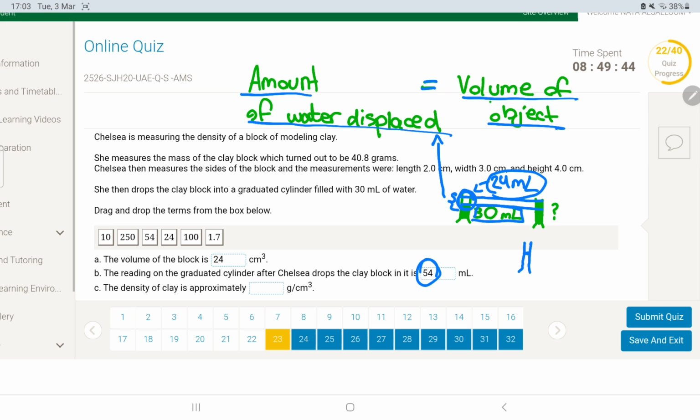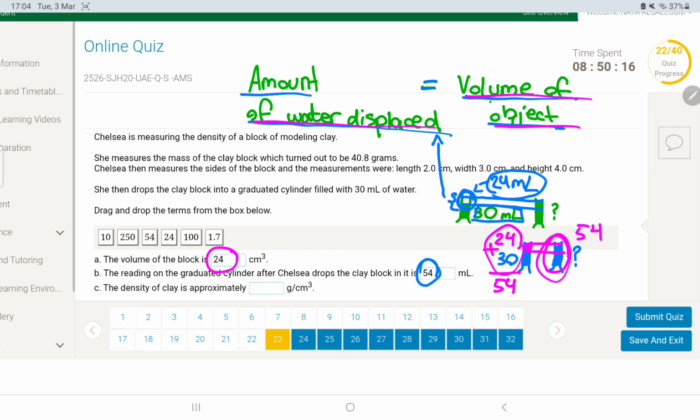Here, once again, it's 30. And now here, it's unknown. So what did you do? How much water went up? 24, because the amount of water displaced is equal to the volume of the object, which we already found. So now add these two together to get this. You add them, you get 54. So this whole thing is 54.